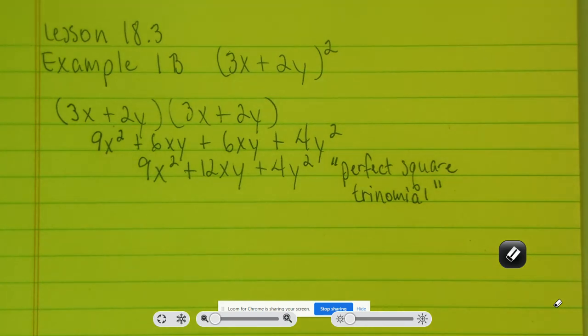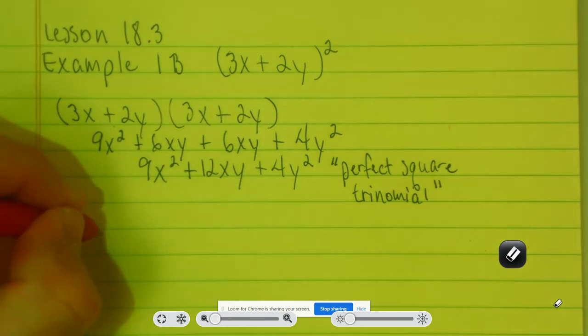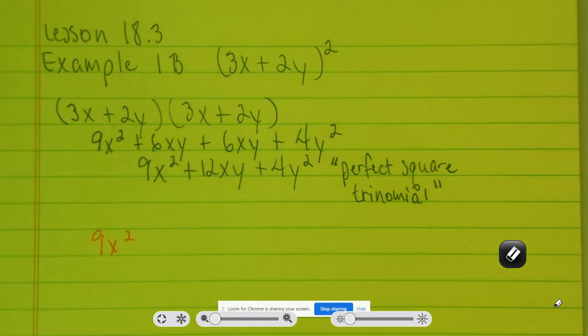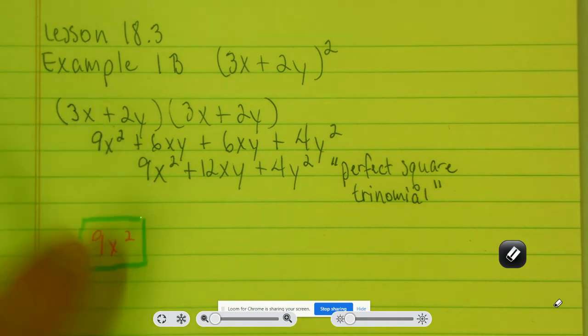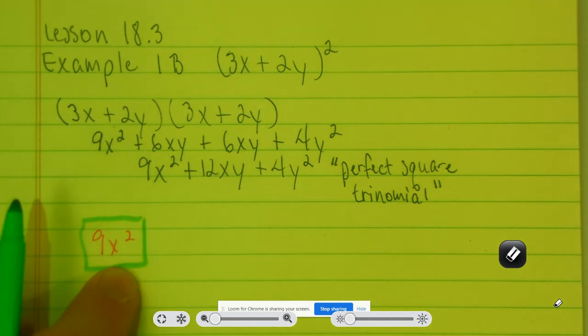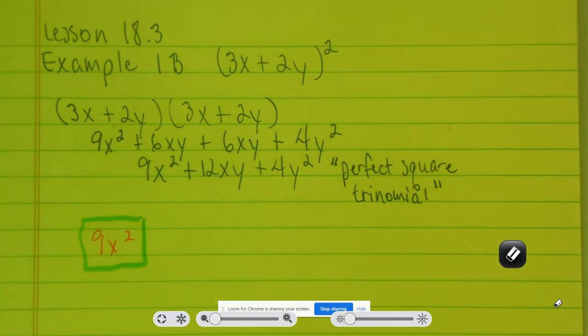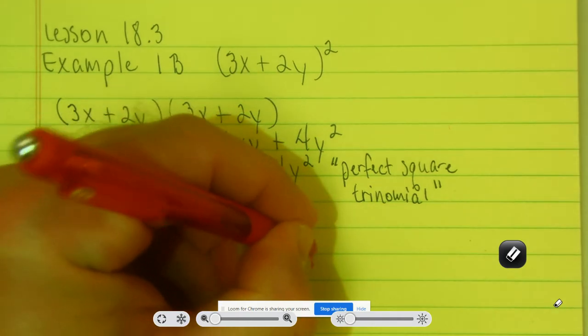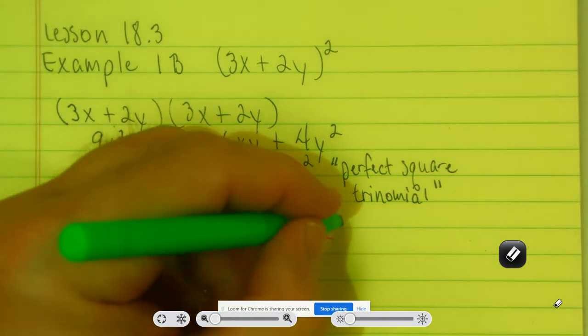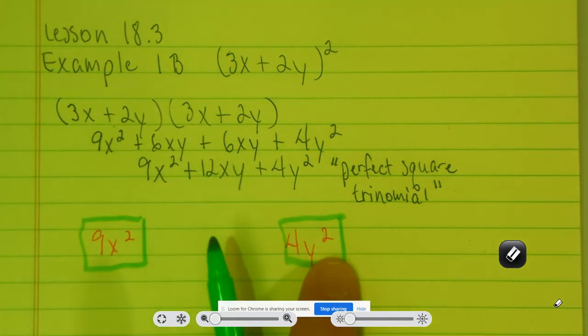And there's some key features. Now, they're a little less obvious to see, but let me show you what those key features are. In fact, we can get to where we recognize it. First of all, 9x squared is a square number, right? Perfect square, 9. Square root is 3. x squared, square root is x. Okay? Then notice that the last term, 4y squared, again, is another perfect square. Square root of 4 is 2. y squared. So those are some indicators that this is a perfect square trinomial.